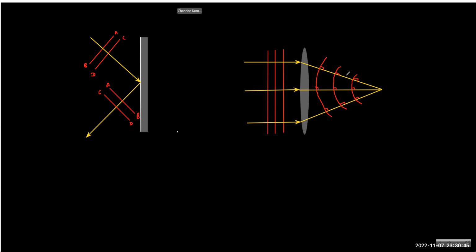The ray is always perpendicular to the wavefront. Or you can say the wavefront is always oriented in a way that you can draw the rays easily. So the plane wavefront will bend like this. I hope this is clear, guys. Yes or no? Very good.